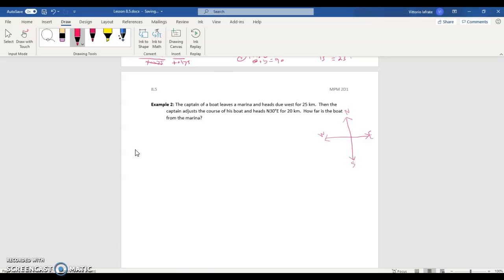So we have a captain leaving a marina. So let's just make our point. We'll make a point over here. Let's just say this is our marina. So we'll call this the marina. And the captain is driving west. So this is east. We're going this way. So we're going west. So this is our first direction, going west, for 25 kilometers.